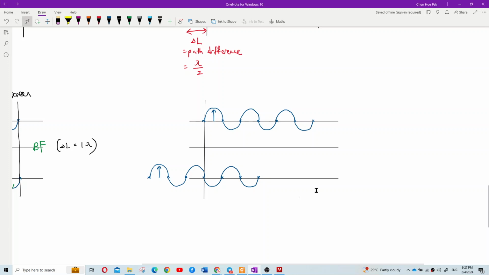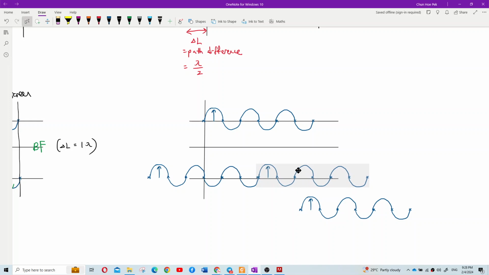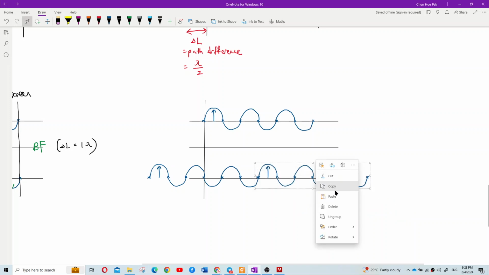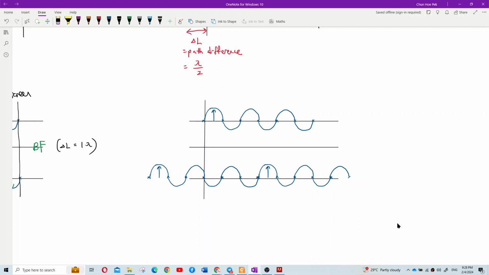So okay, how should I make it? Maybe just add another one here, and then I just ungroup it. Ungroup it, and I delete it part by part, slowly. There you get it, class. That's so beautiful, right?